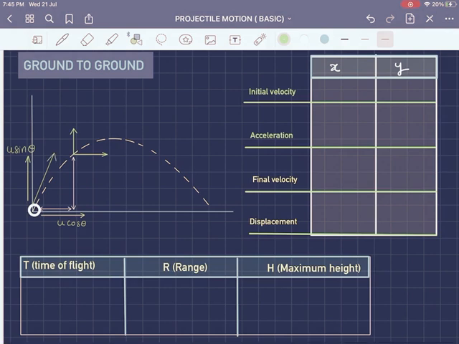Combined, they give the velocity u, which makes an angle theta with the x-axis. This theta is the angle between the velocity and the horizontal axis, which is very important. Now we are going to take that particle here. After some time t, it will be there with the velocity vx, the horizontal velocity, and vy, the vertical velocity.